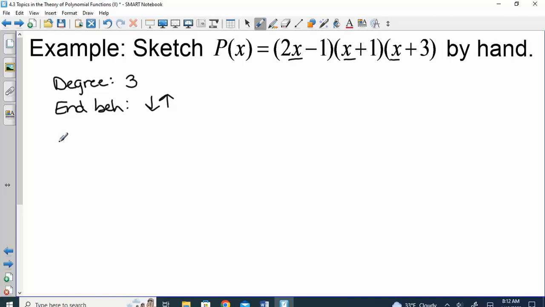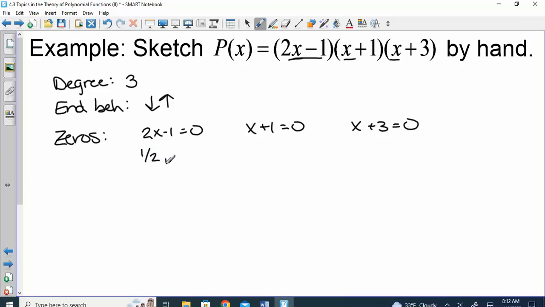Okay, so next thing I want are the zeros. How do we find the zeros from this? Set each of these equal to 0. Okay, you may or may not have to show any work there. I'm just writing this down so you can see what I'm doing. So my zeros are positive 1/2, negative 1, and negative 3. Okay, all of those have a multiplicity of 1. If it's a multiplicity of 1, you don't have to write that. If it's anything beyond 1, you do.